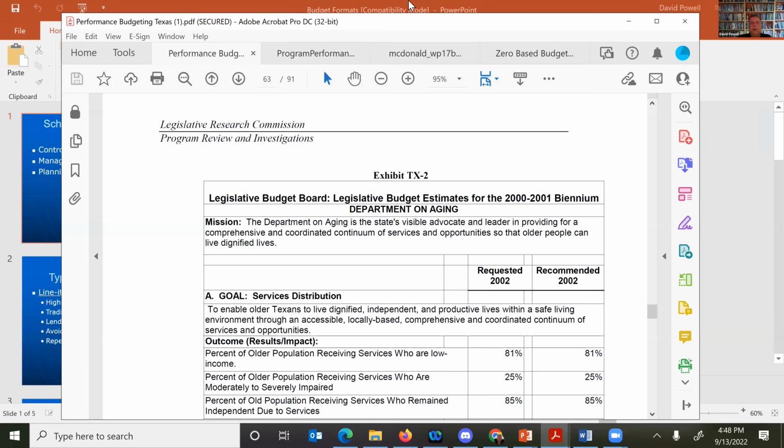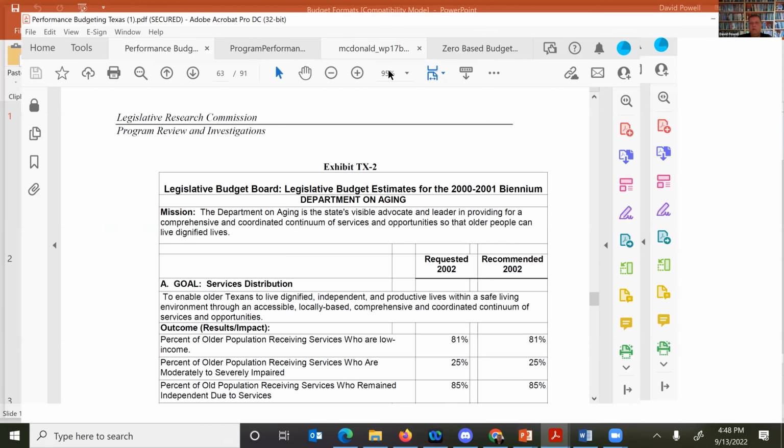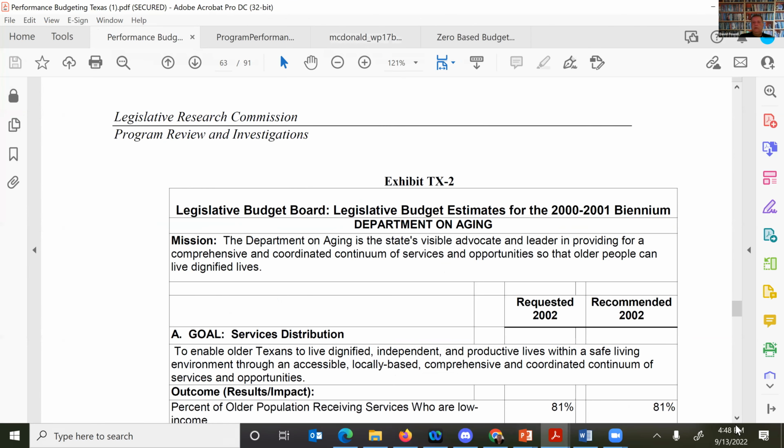Here's a performance-based budget. Hopefully you can see the PDF file. It says Exhibit TX-2. Everybody see that? Yes, hopefully.